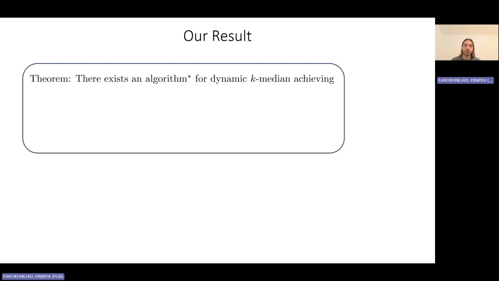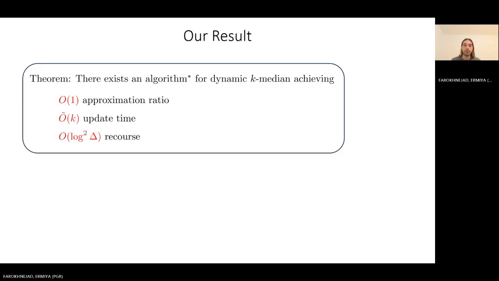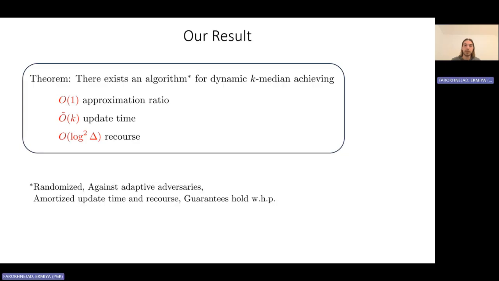Now what we showed is as follows. We showed that there exists an algorithm for dynamic k-median that achieves constant approximation ratio, tilde of k update time, and tilde of 1 recourse, or more specifically, order of log squared delta recourse. And to give you some more information, the algorithm is randomized. It works against adaptive adversaries. The update time and recourse hold in amortization, and all of these guarantees hold with high probability. This is our result.